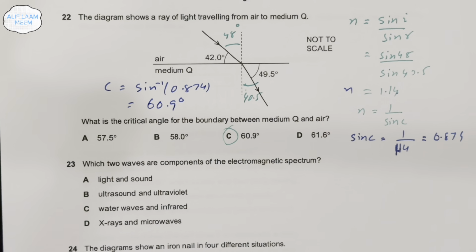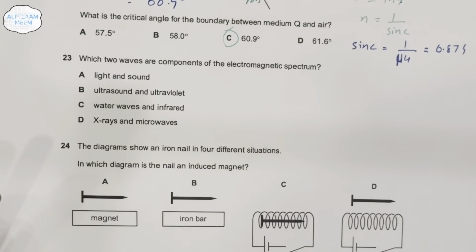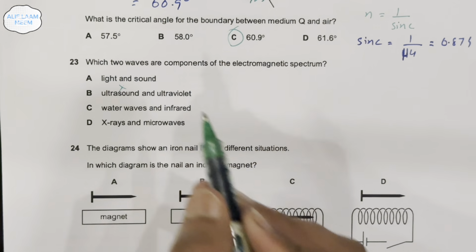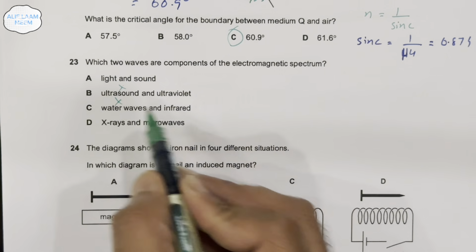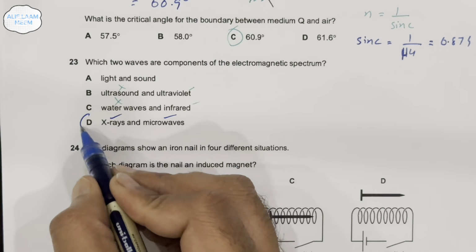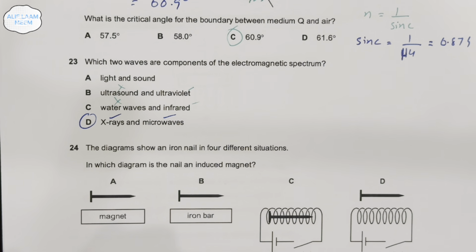Okay, moving to question number 3. Which two waves are components of the electromagnetic spectrum? Light and sound, these are not. Ultrasound and ultraviolet, no. Ultrasound is not. Water waves are not. Infrared is yes, and ultraviolet is yes. X-rays and microwaves both are the right choices. So option number D is carrying that choice.